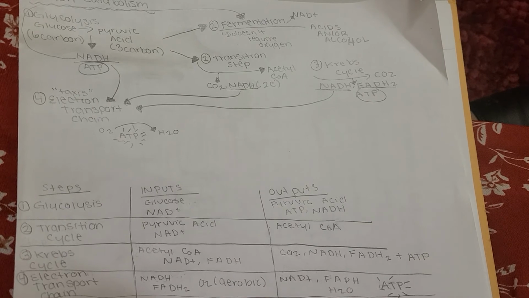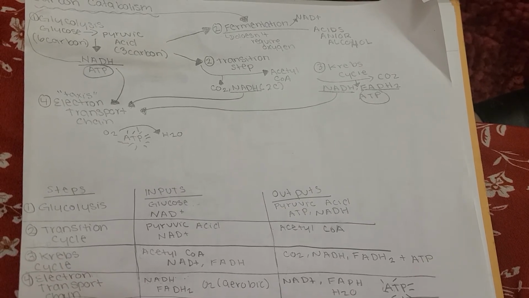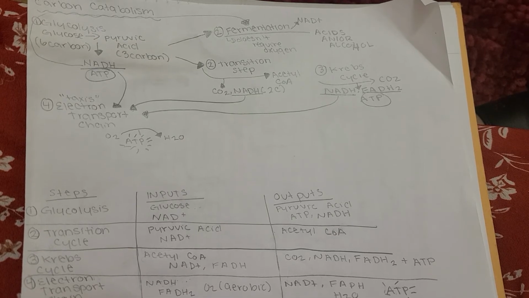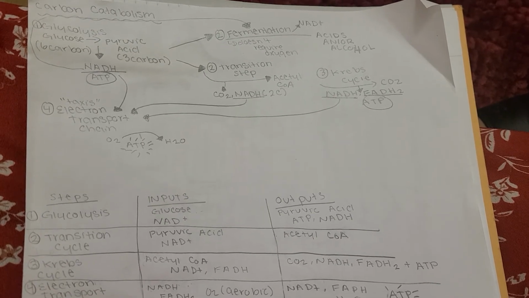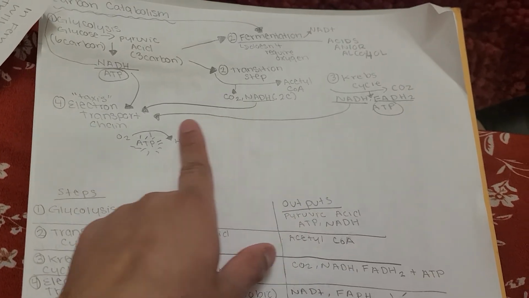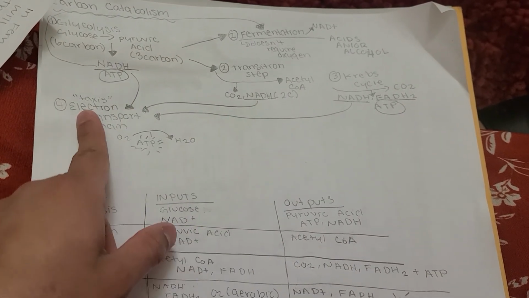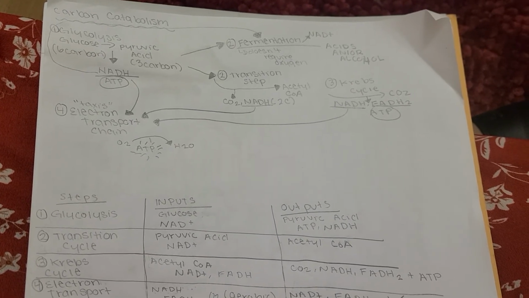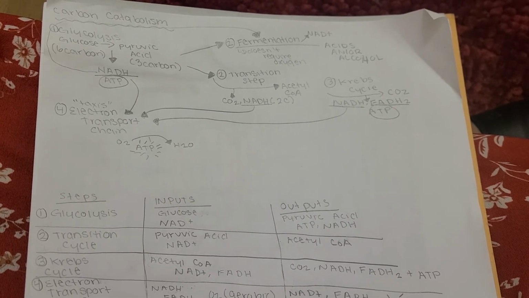So these electron carriers, which in this case are NADH and FADH2, are sort of like taxis that move the electrons, and they allow oxygen to be reduced into water.